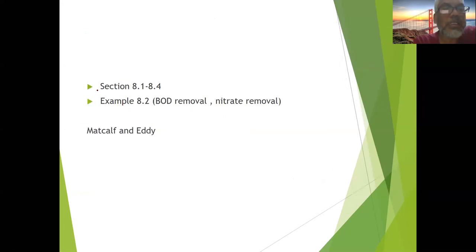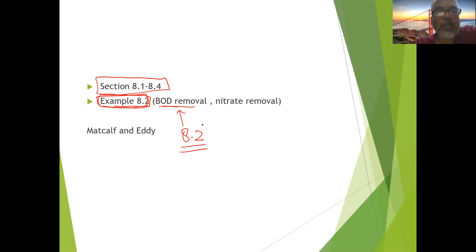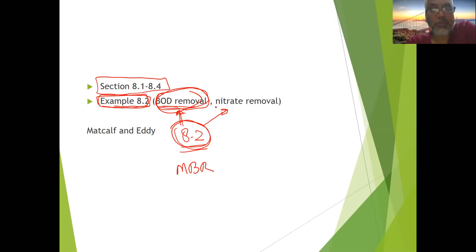And also you have to read sections 8.1 to 8.4 and try to attempt example 8.2. I want you to read it for BOD removal, because this example 8.2 is very long and has two parts, BOD removal and nitrogen removal. We have covered this section, but I will come back to it when I talk about membrane bioreactors. But anyway, please read this 8.2 for BOD removal. Later on, when we talk about nitrogen removal, you can do part A and part B.